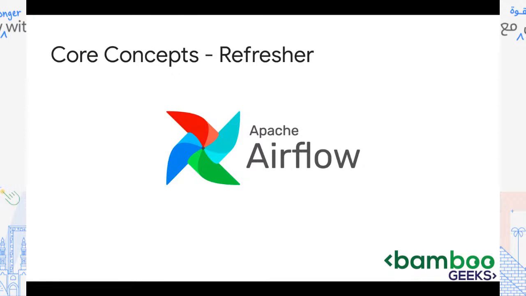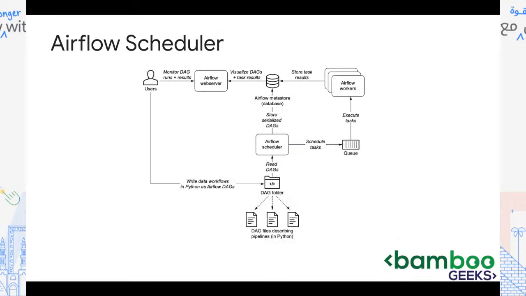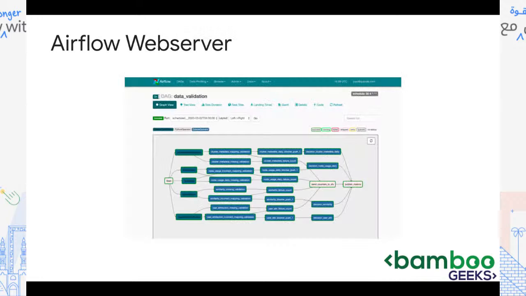Okay, now we can go directly to a very quick refresher about the concepts of Airflow. First, the two main components are the Airflow web server and the Airflow scheduler. Those are the main components. We also have Airflow workers, but they are part of the scheduler.